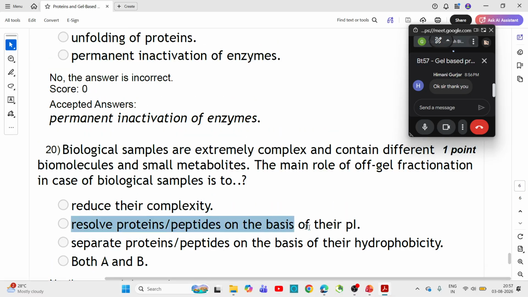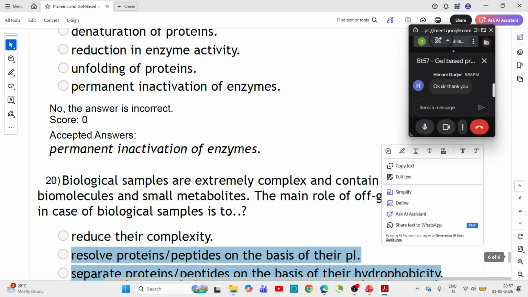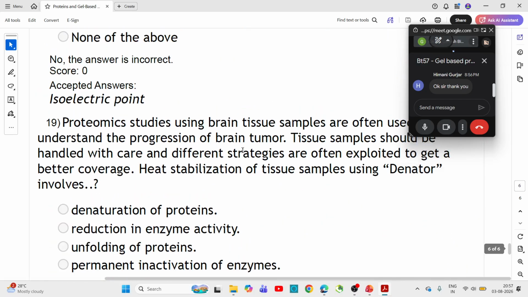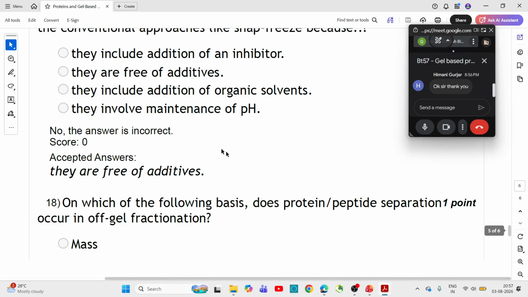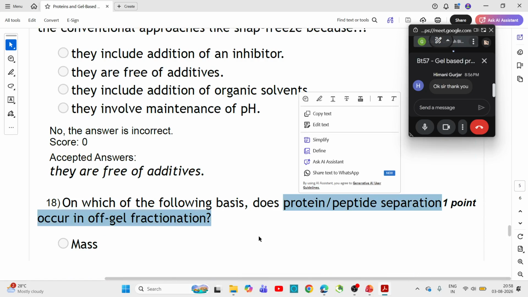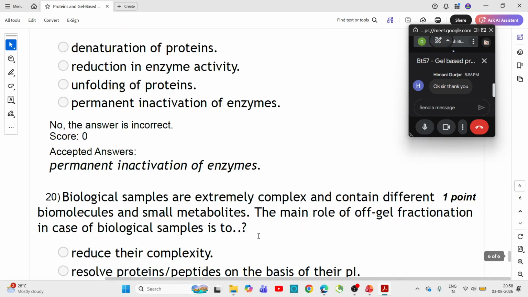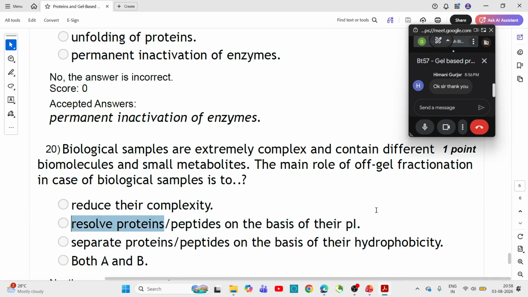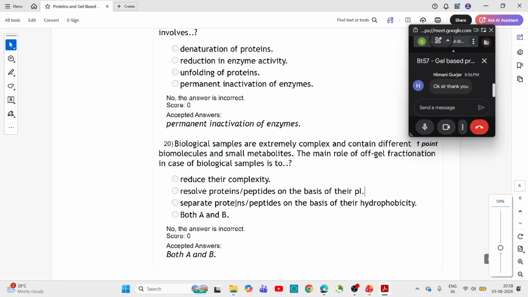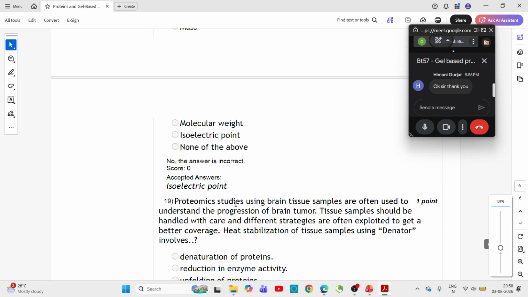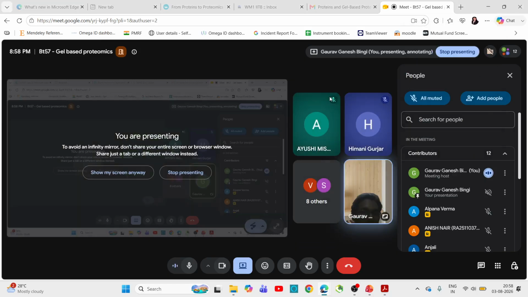You might be able to understand this answer from the question itself. Isoelectric point is what the protein uses in off-gel fractionation. So obviously it will resolve proteins and peptides on the basis of pI, but it also reduces the complexity. So the answer is A and B. In the next lecture I'll go through this lab session first, and then we'll talk about the week three lectures.